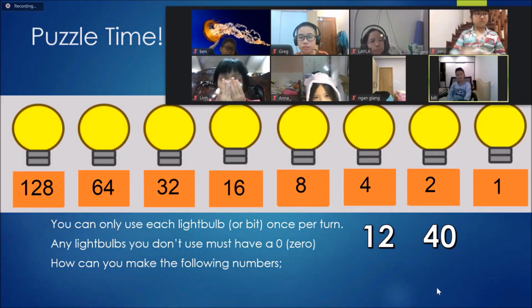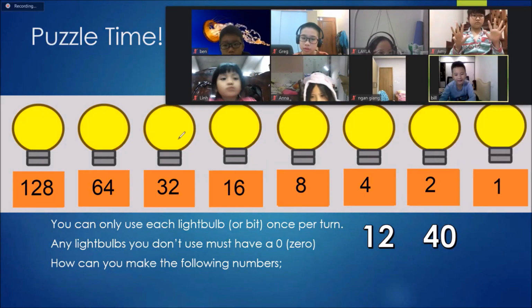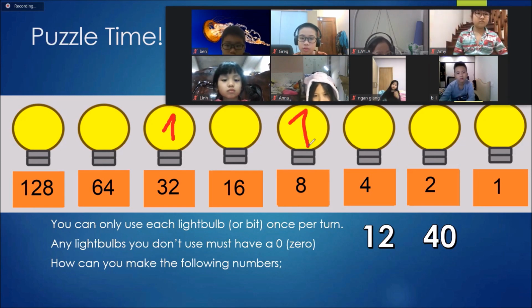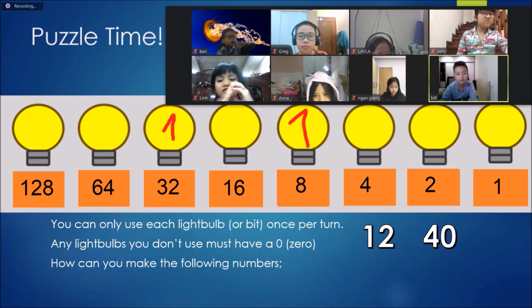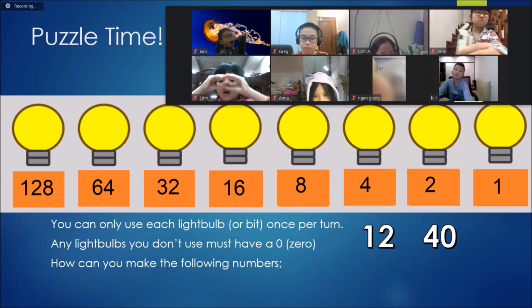Next number is 40. You make 40, right? 32 and 8. Good job. And then what do we put in the other values if we're not using them? 0. Exactly.